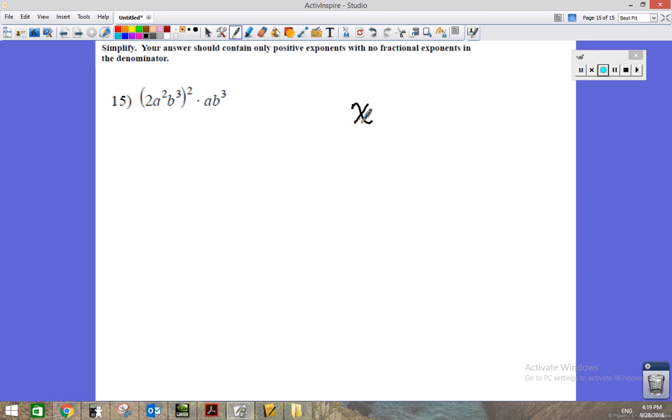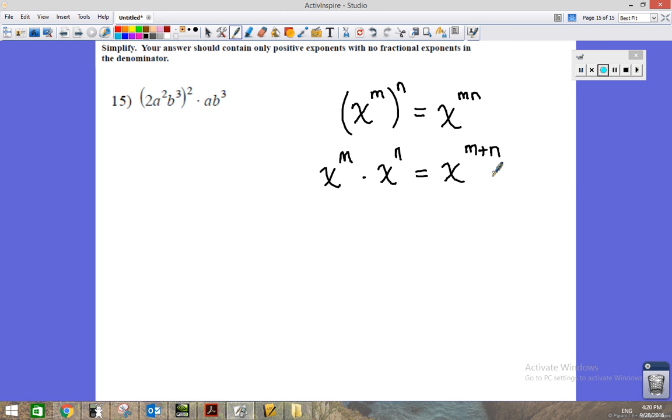If we have a base raised to an exponent, and if we have a power raised to a power, we multiply the exponents. If we have a base to an exponent that's being multiplied by the same base to a different exponent, or even the same, we add the exponents. So when it's a power to a power, you multiply. When it's multiplication, you add the exponents. We're not going to have any negative exponents here because I can see that all of these are positive. These are the two properties we're going to use for this problem.